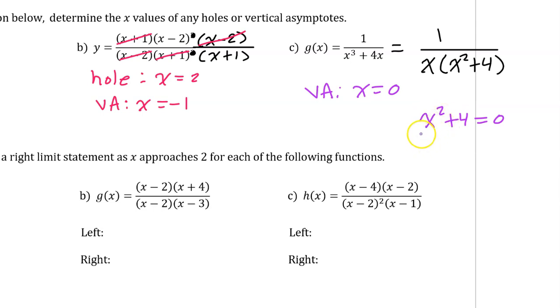The smallest this term could be would be 0. But 0 plus 4 is still bigger than 0. So there's no possible way that x squared plus 4 will equal 0. Thus, no additional vertical asymptotes.